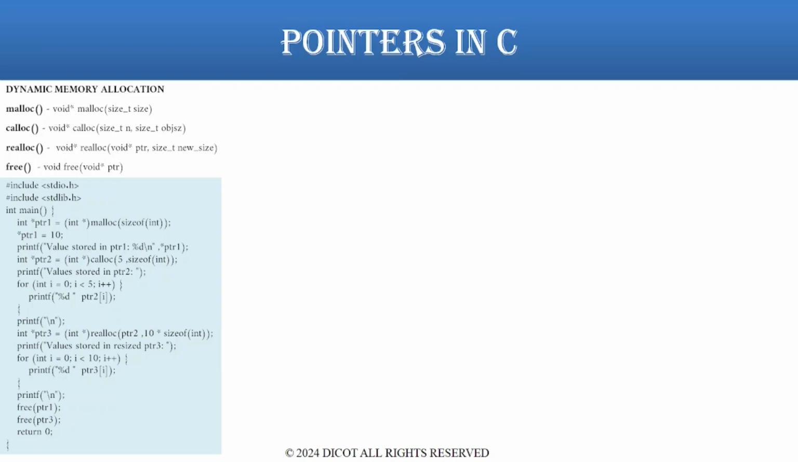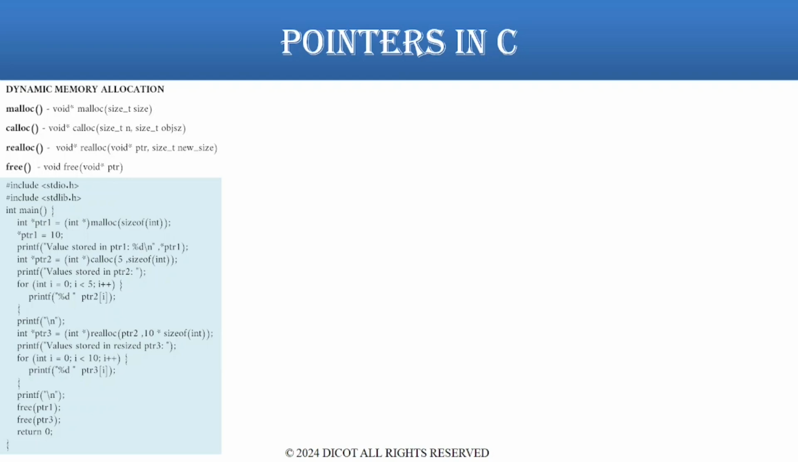One is ptr2, the first argument, which points to already allocated memory, and the second argument is the new size, which specifies whether the already allocated memory size should be increased or decreased. So the return address of realloc is assigned to ptr3.